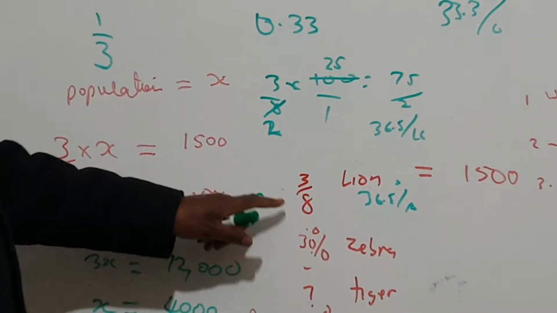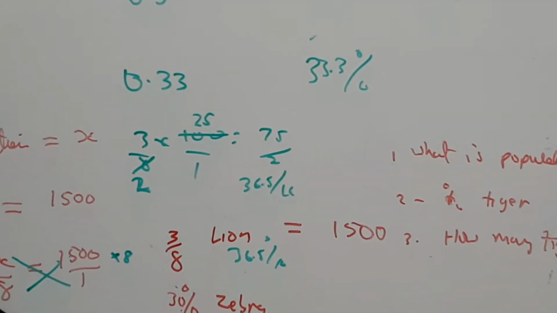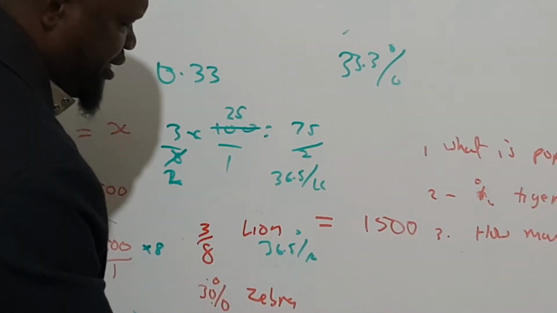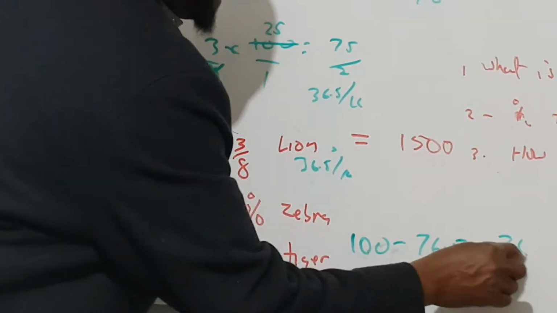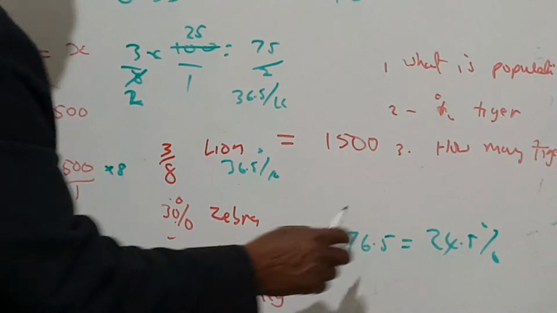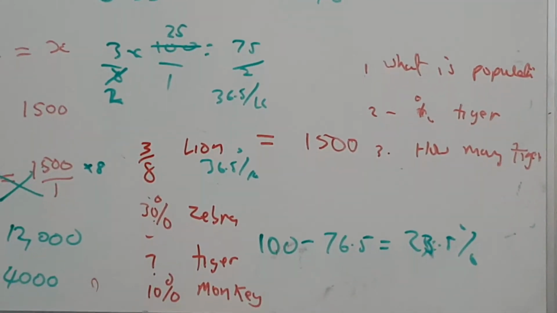No, 37.5 plus 30 is what? 7.5 plus 10? 76.5. Then 100 minus, tiger is 100 minus 76.5, which is 23.5, yeah? Okay. So this is the percentage of tigers.